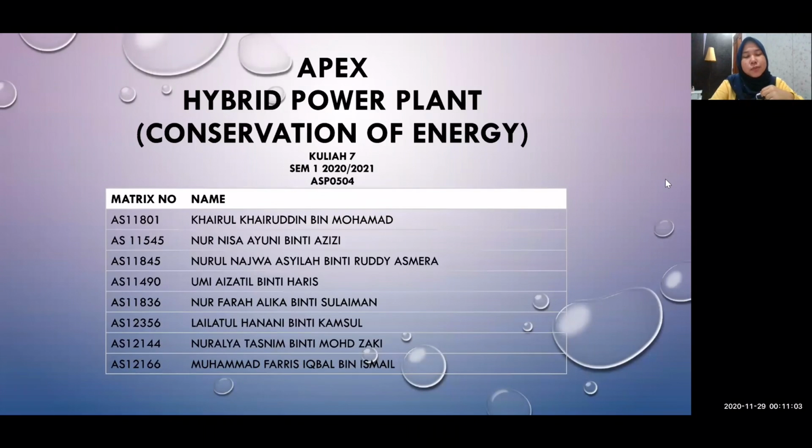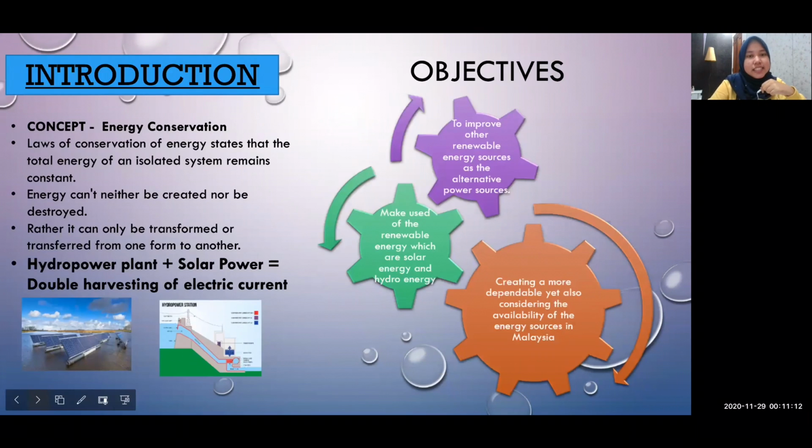So today we are going to present about our Apex project, which is Habit Power Plant under the theme of conservation of energy. Based on the law of conservation of energy, it states that the total energy of an isolated system will remain constant. Energy can neither be created nor destroyed, but can be transformed or transferred from one form to another. So in our project, we will combine hydropower plant and solar power to double the harvesting of electric current.